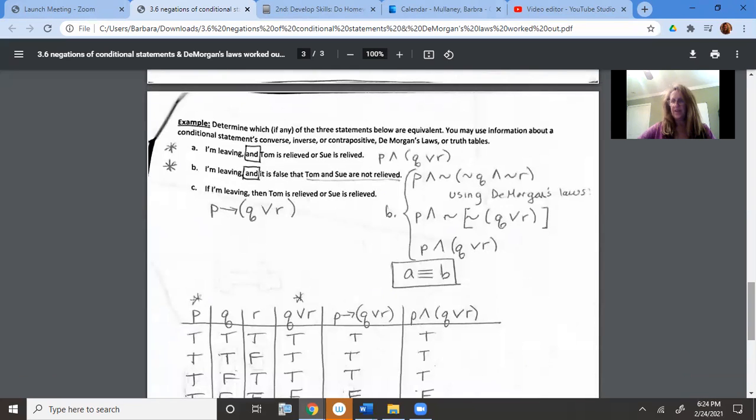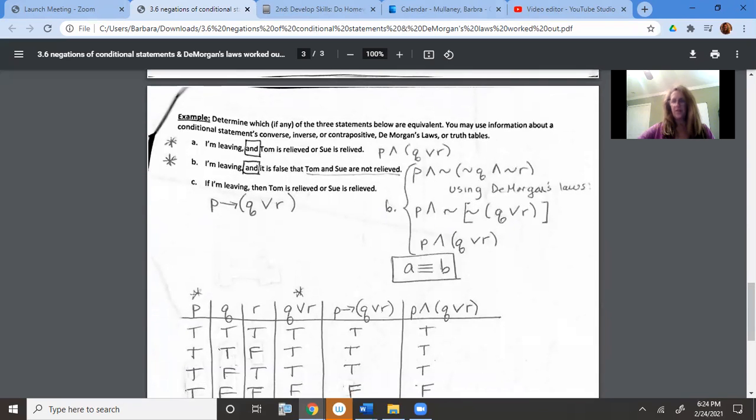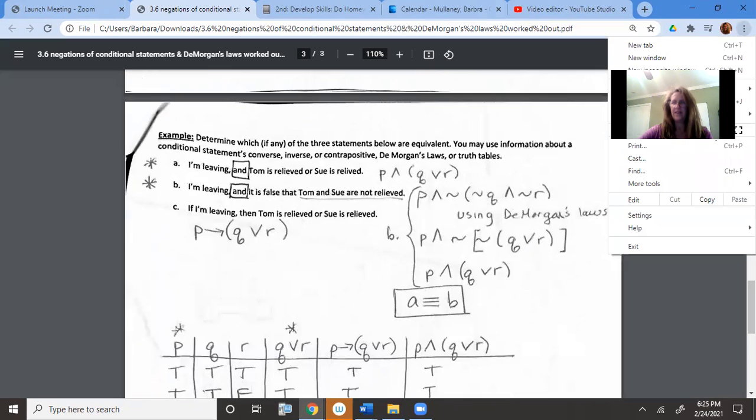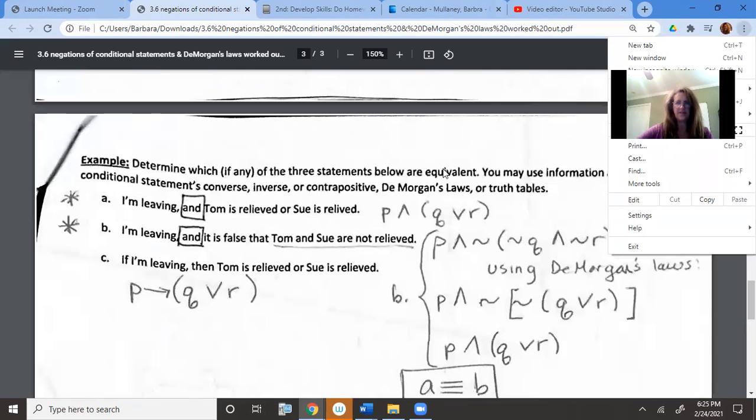So we're going to do another example. Here, we're going to determine which, if any, of the three statements below are equivalent. You may use information about a conditional statement's converse, inverse, or contrapositive, DeMorgan's laws, or truth tables. So let's take a look at statement A. I'm going to go ahead and enlarge this a little bit.